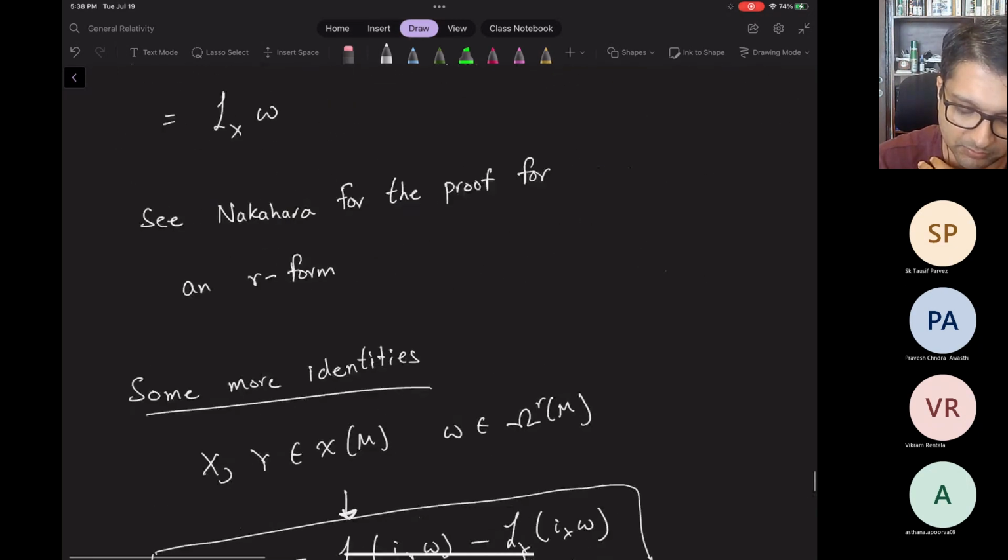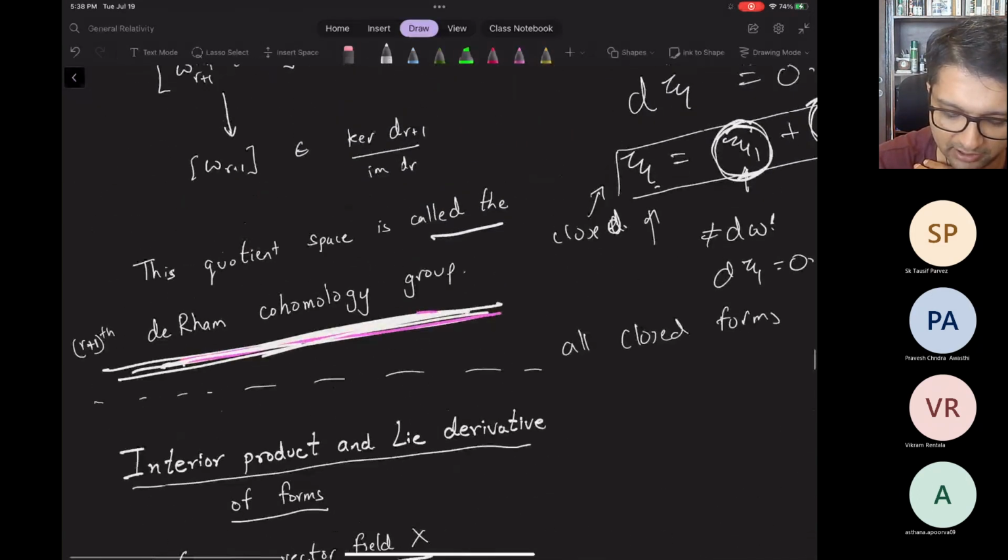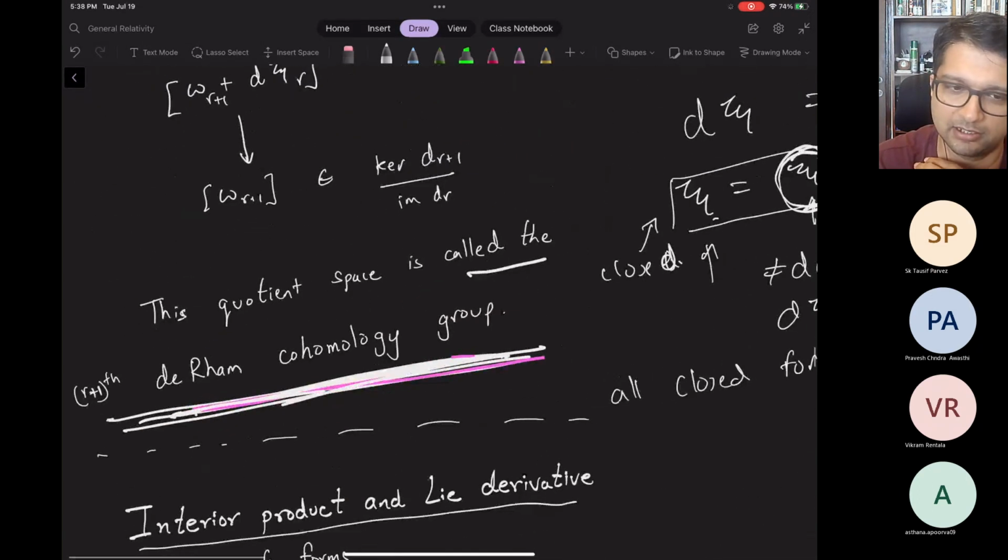And de Rham cohomology is useful. Magnetic monopoles is one place, but even understanding things like a simple pendulum, when you can make full oscillations, not just small oscillations, understanding the concept of de Rham cohomology is useful there.